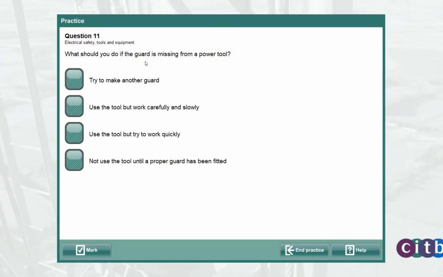What should you do if the guard is missing from a power tool? Try to make another guard. Use the tool, but work carefully and slowly. Use the tool, but try to work quickly. Not use the tool until a proper guard has been fitted.